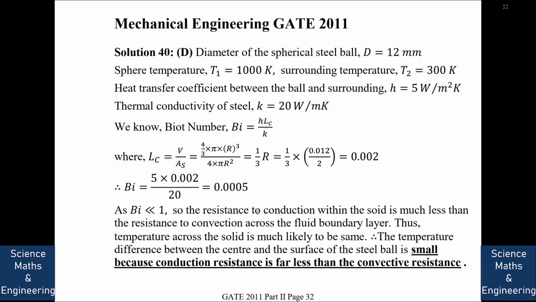Okay, so once we know the Biot number, then we can very easily say what is the temperature distribution in this body.